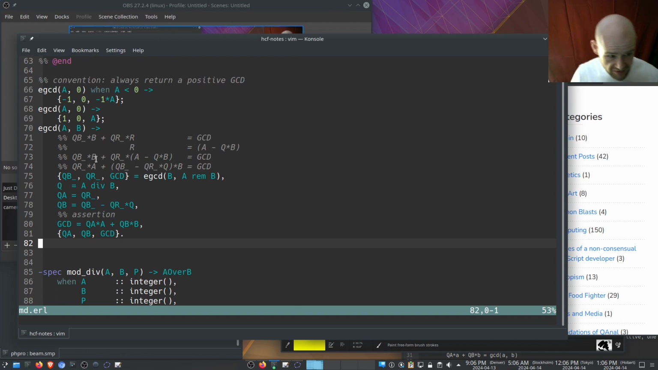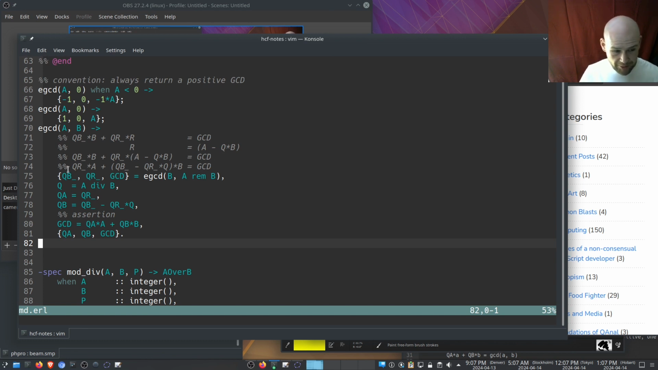So once again, QB times B plus QR times R is the GCD. Well, remember R is A minus Q times B. So we're just going to do a direct substitution from this equation. That's all that's going on here, as I replaced R with A minus Q times B. Otherwise, this equation and this equation are identical. So QB times B plus QR times (A minus Q times B) is equal to the GCD.